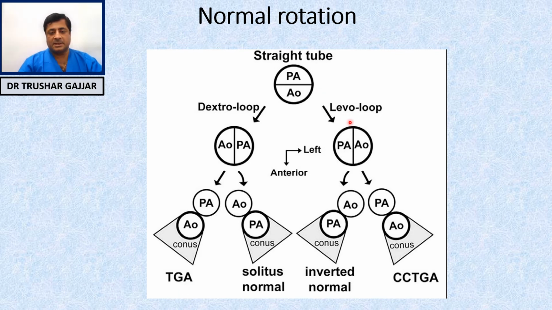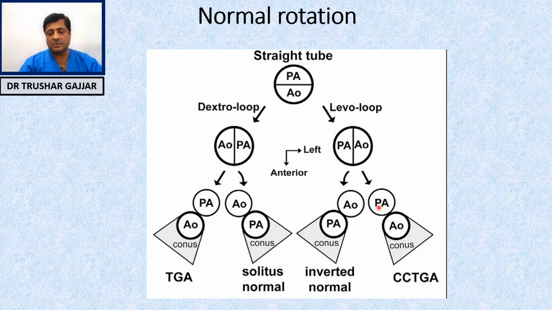Now if instead of D looping there is an L looping, the rotation will be in a counterclockwise way and a clockwise way, and the aorta will come on the left side, PA will be on the right side, and further clockwise rotation will lead to the formation of this inverted normal, that is, the aorta is left and posterior and PA is right and anterior, but this is in an inverted heart, or the dextrocardic heart with the normal heart.